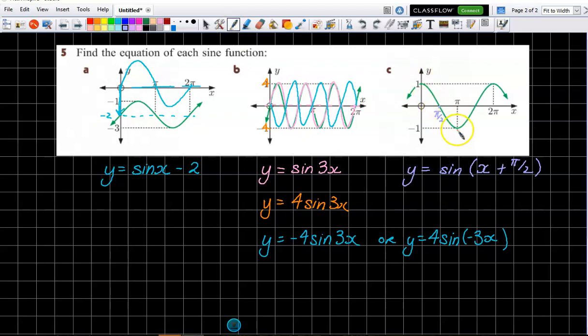Starts at the top, goes down. That is also what graph? Cosine graph. But they've asked you to write it as a sine graph, so we're going sine. Okay?